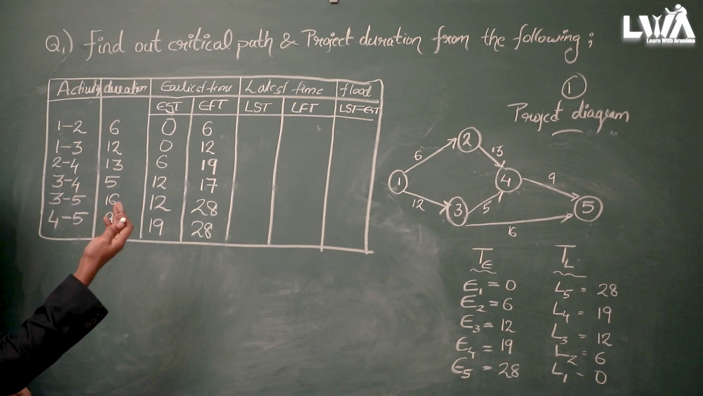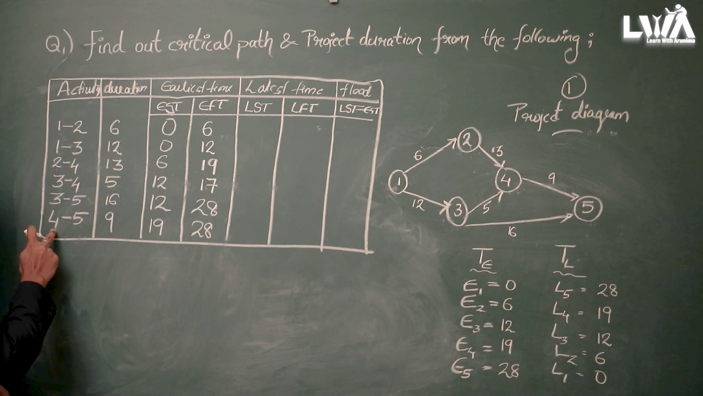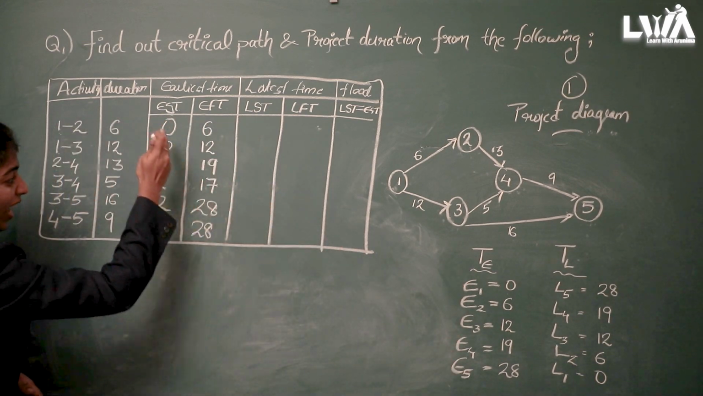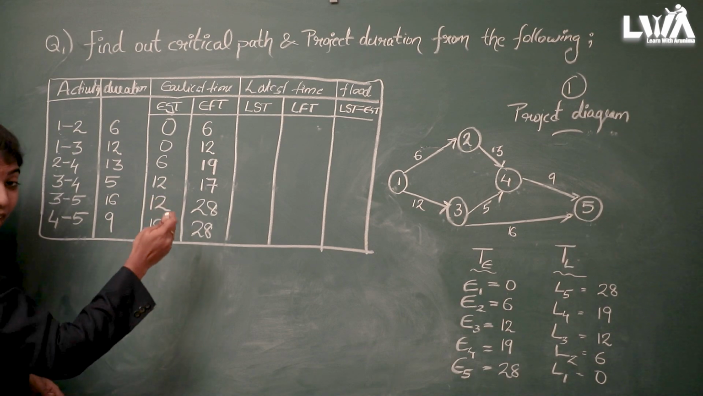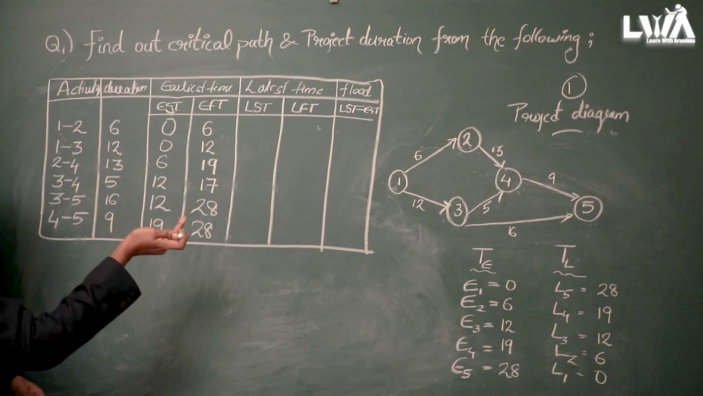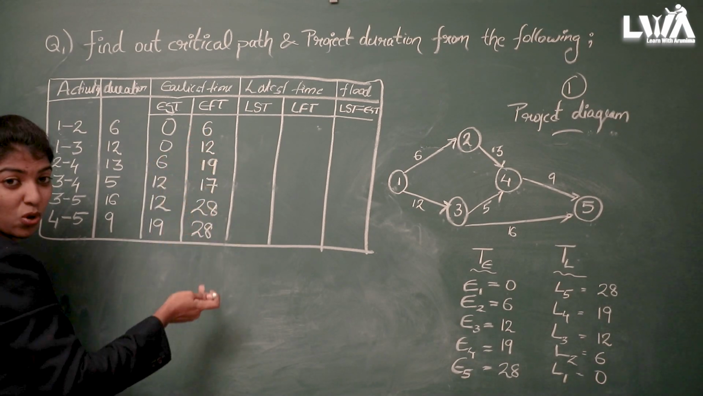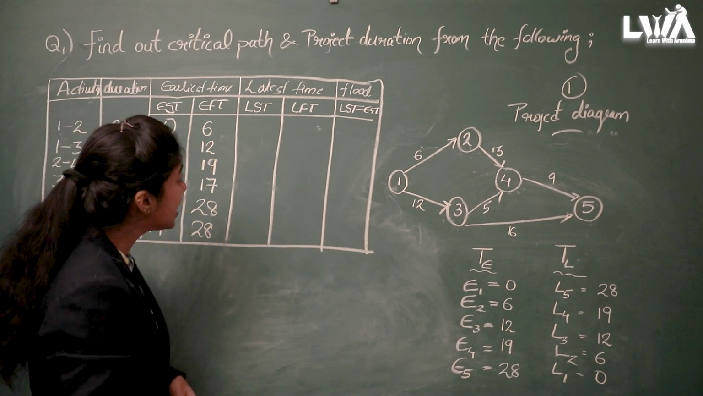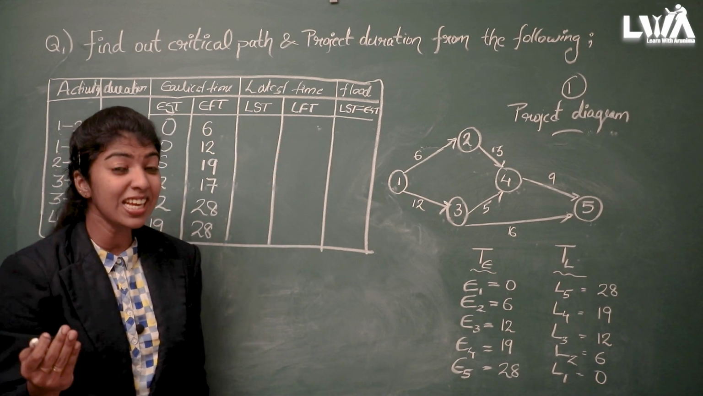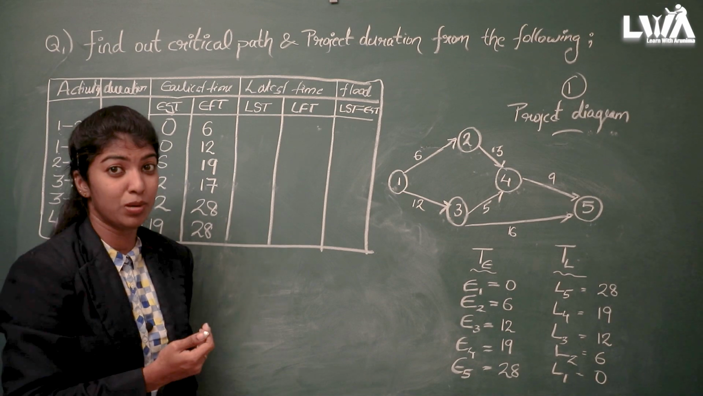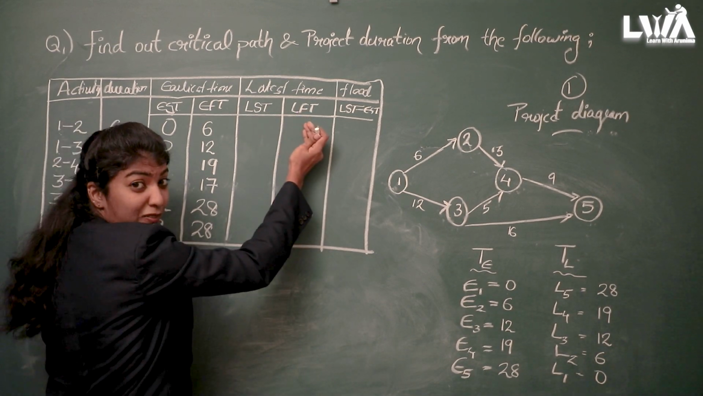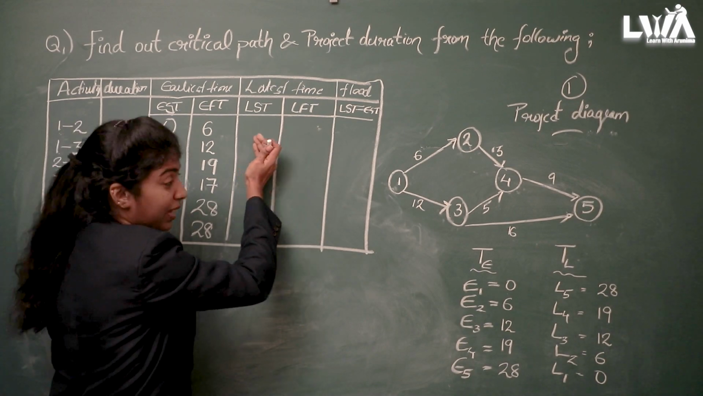So what is EST? It is calculated from the tail event of the activity. The E1 and E2 values we had written here. EFT is this one plus project duration. Okay, that is also written here. Next, we have to find LST and LFT. For easy calculation, we have to find LFT first. After finding LFT only, we can find LST.